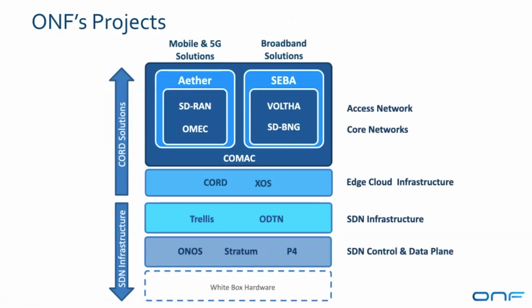Diving a level deeper, we can see the ONF projects that make up these solution architectures. At the foundational levels, we have ONOS, the SDN controller, we have Stratum, a switch OS, and we have P4, a programming language for defining data plane programming. We also have Trellis and ODTN. Trellis is an application suite that enables fabric connectivity in the data center, and ODTN is for optical disaggregated networks for both packet optical transponders as well as the OLS systems and ROADMs.